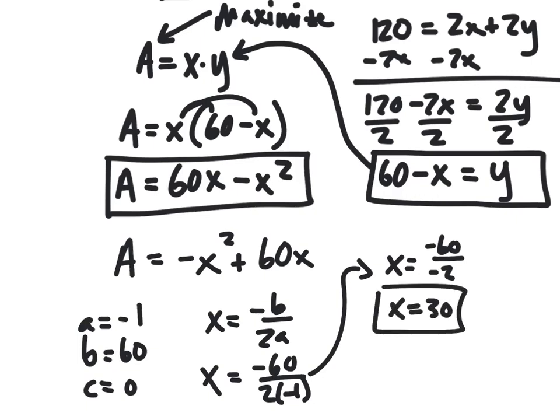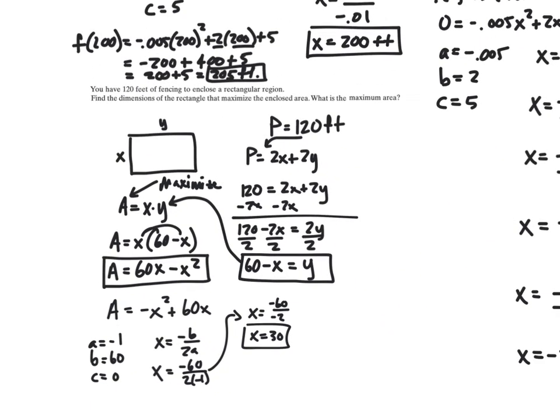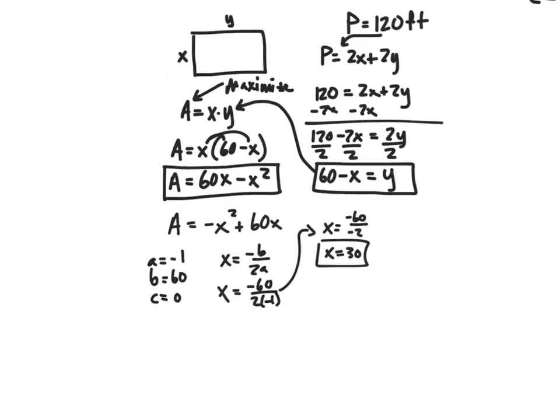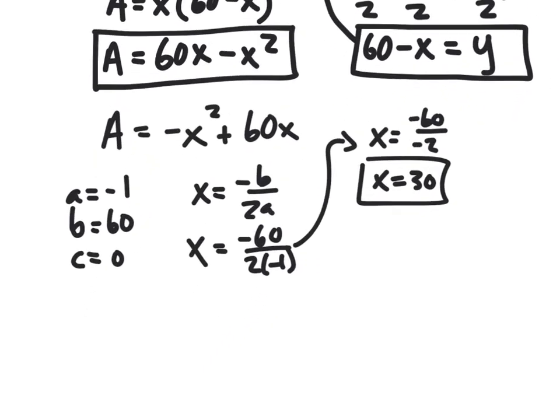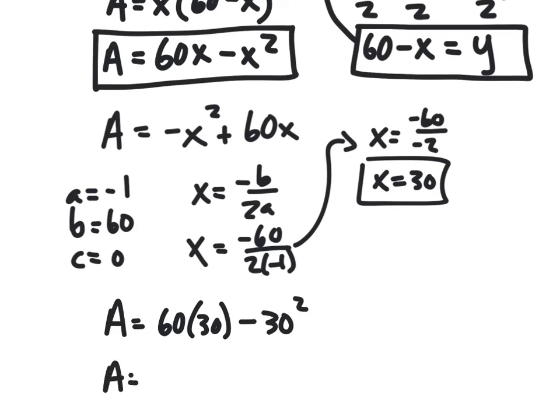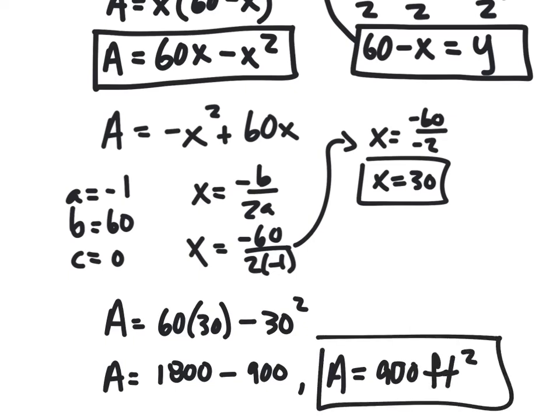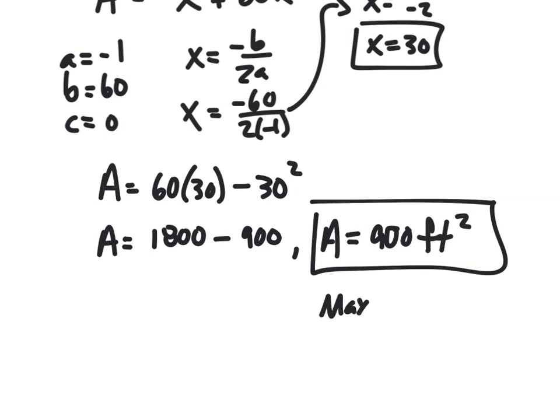Okay, and now I'm going to plug that into my area. So that's the dimensions. All right, that'll give me the dimensions. All right, so hold on. Let's find the area first. So my area is going to equal 60 times 30 minus 30 squared. So area is going to be 60 times 30, so that's going to give me, I want to say, 1,800. Okay, so 1,800 minus 30 squared, so 30 times 30 is 900, so minus 900. So my area is going to equal 900 square feet. Okay, this is going to be my maximum area. So that's my max area.